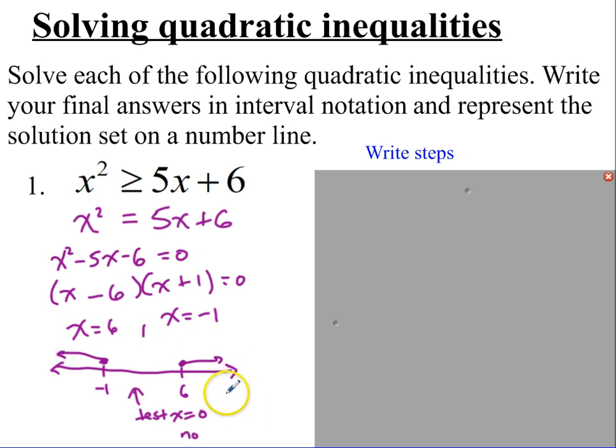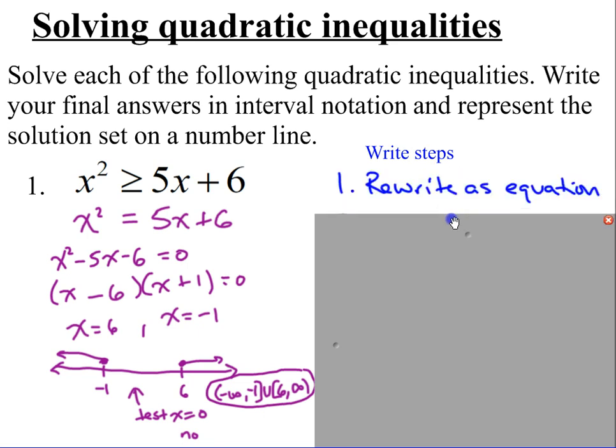And so this to me looks like negative infinity up to negative 1, bracket, union, 6 to infinity. There's our solution. Okay, so now what we're going to do is we're going to write out the steps, and you can just pause this to write out your steps.